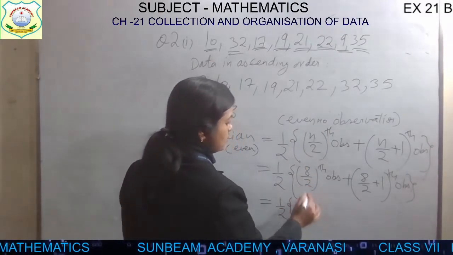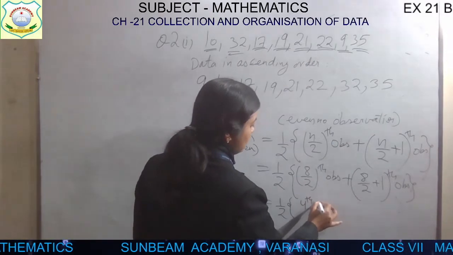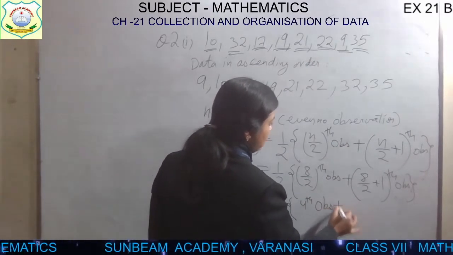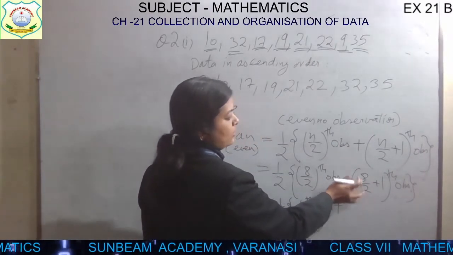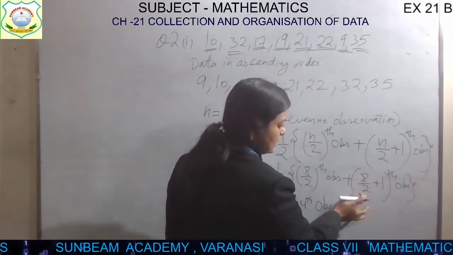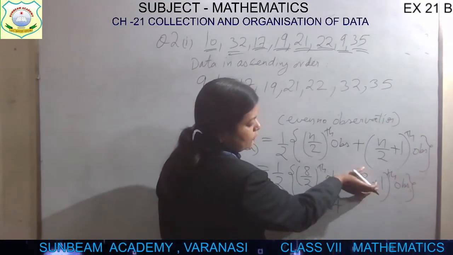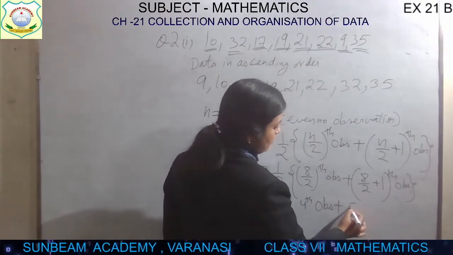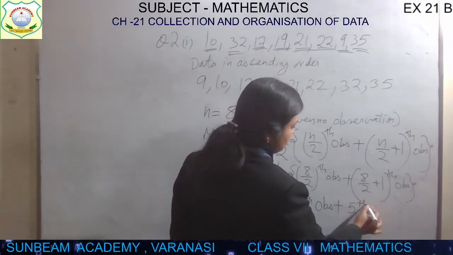Now next, half. 8 by 2 means the 4th observation, plus 8 by 2 again, which is 4. 8 by 2 is what? 4. 4 plus 1. We add one more to 4, so 4 plus 1 is the 5th observation.